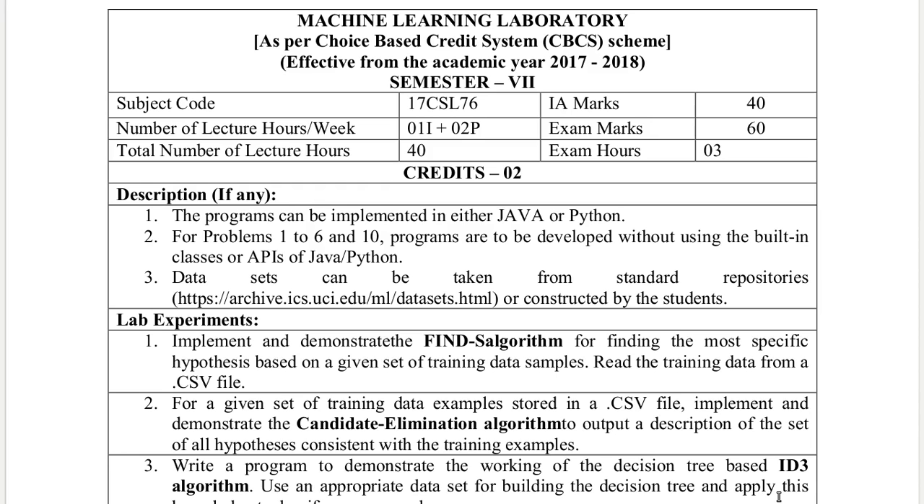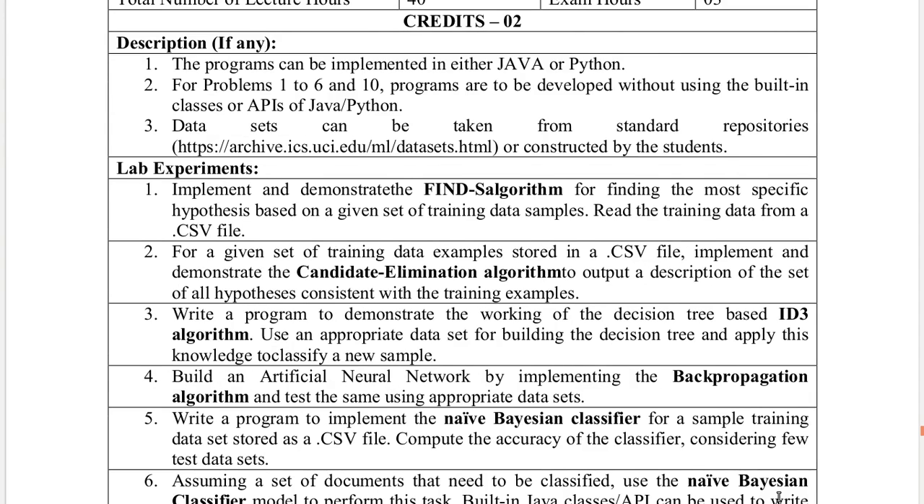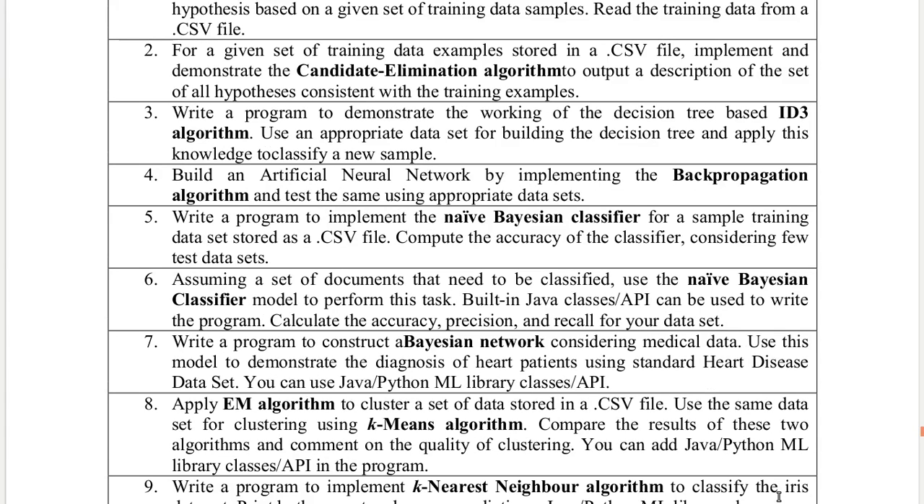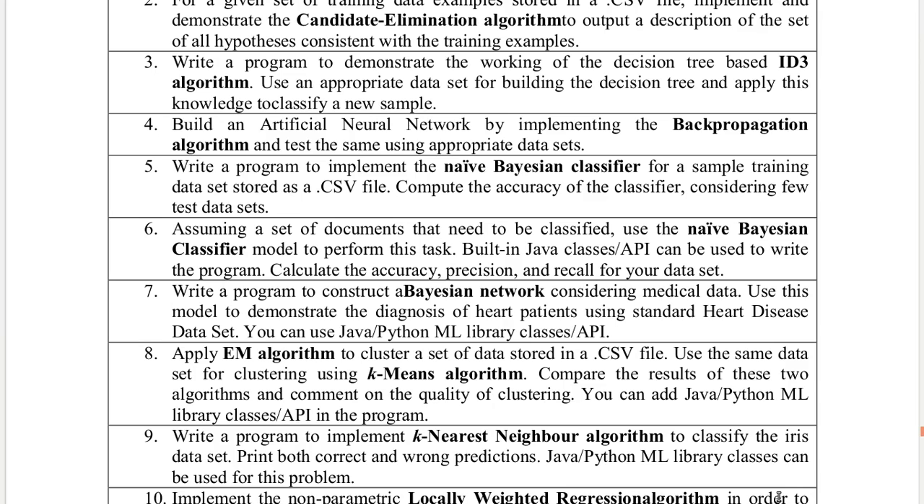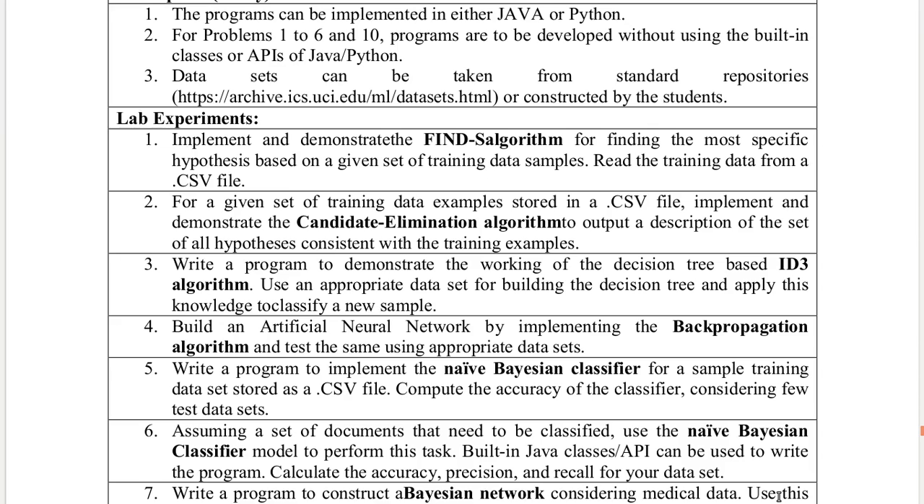The machine learning laboratory contains 10 experiments, out of which 6 experiments are to be conducted without using the libraries. The 7th, 8th and 9th experiments can be conducted using the built-in libraries, and again the 10th experiment is conducted without using the library functions.